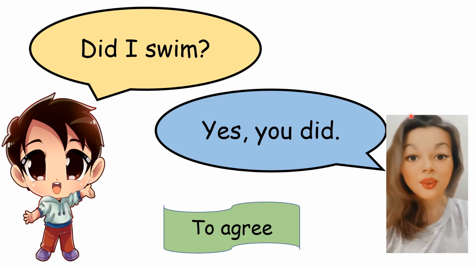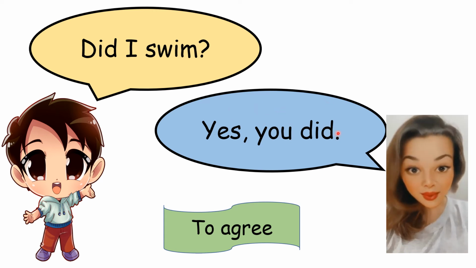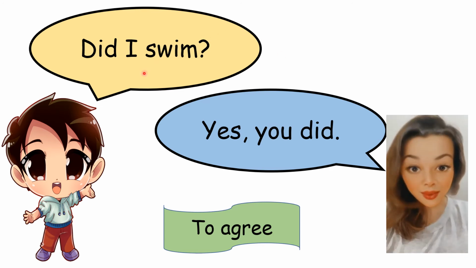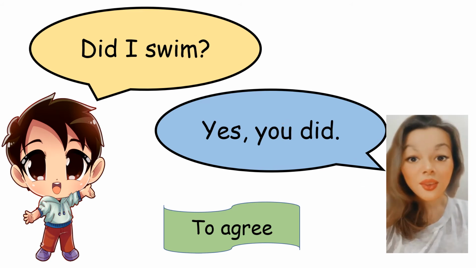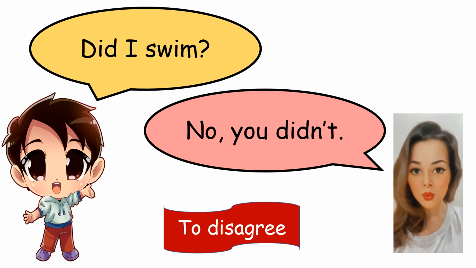Did I swim? Now look at the lady here. She is nodding her head, saying yes. Okay, she's agreeing. So she says, yes, comma, you did. Full stop. Yes, you did. Okay, another thing that you need to remember is whenever you ask questions using the word I, the answer must be using the pronoun you. Okay?